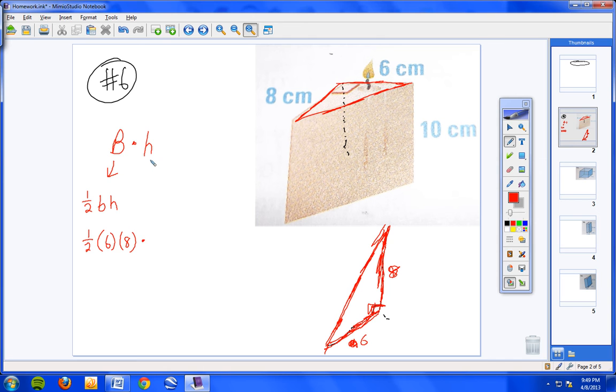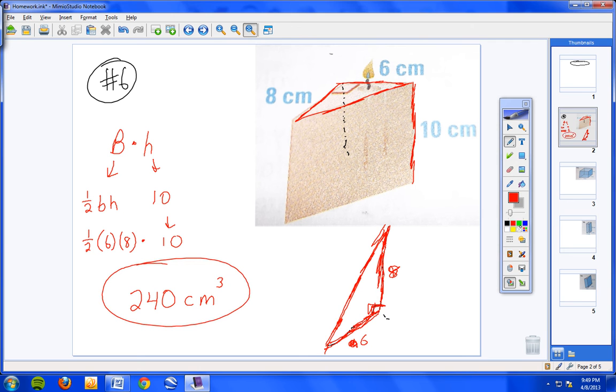Now, this h here is the height of the prism. Well, it looks like to me the height of the prism is 10. There's the height right there. So I'm going to substitute a 10 and then bring it down and put it right here, 10. So if you multiply all these together, you will get 240 cubic centimeters. There we go. That's number 6, okay?